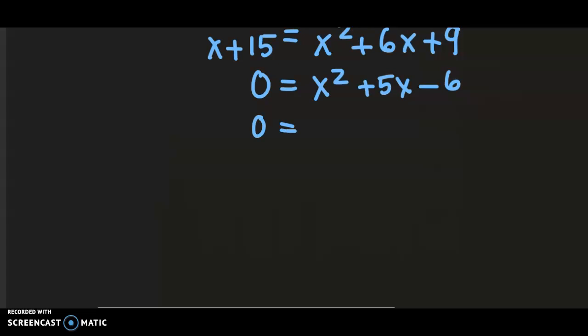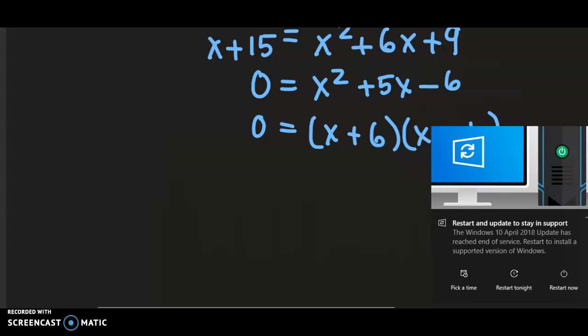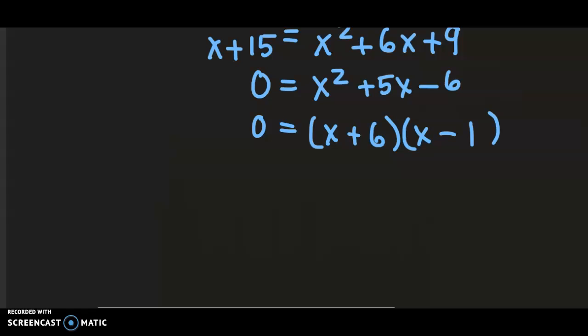So now you should be thinking, what two numbers multiply to negative 6 and add to 5? Well, positive 5. So the number with the greatest absolute value takes the sign of the middle term. So plus 6 minus 1. So our solutions, our potential, our candidate solutions are negative 6 and x equals 1.